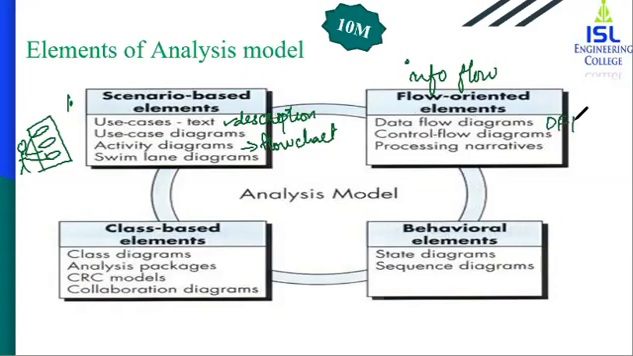This is called as DFD. Control flow diagrams, how the control is moving from one object to another object. Then processing narrative means this is going to be basically text. Then behavioral diagrams, here you're going to see state chart diagrams and sequence diagrams.